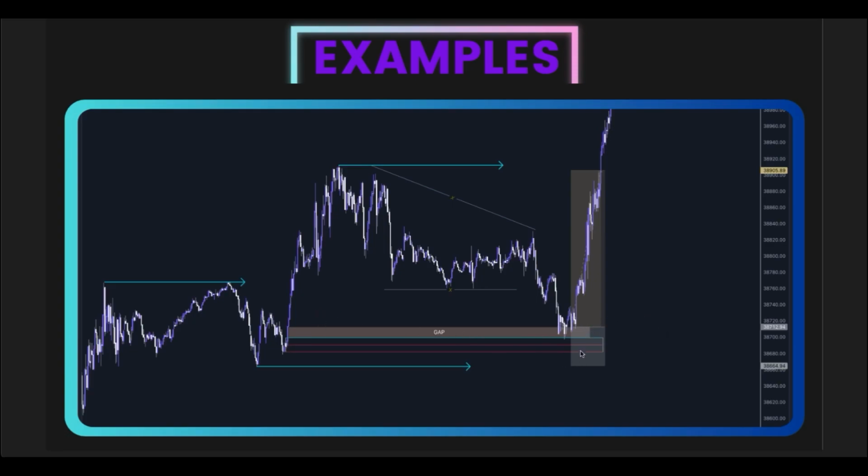Price taps right into it, or if you want to be safe, you could set up your limit order or wait for price confirmation to reject off of that gap, and then you can enter and target that trend line liquidity.